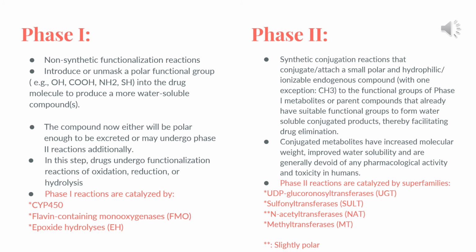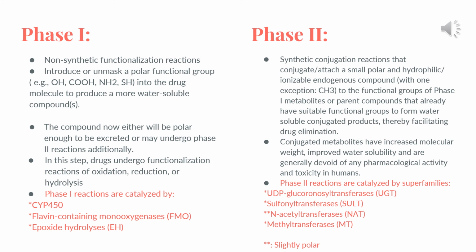Phase 2 reactions are termed synthetic, whereby two reactants interact to form a bigger product: conjugation reactions. Conjugation is when you're adding a conjugate group to a drug. So phase 2, synthetic conjugation reactions, conjugate or attach a small polar hydrophilic ionizable endogenous compound, with one exception, the CH3, to the functional groups of phase 1 metabolites or parent compounds which already have a suitable functional group, to form water-soluble conjugated products, thereby facilitating drug elimination.